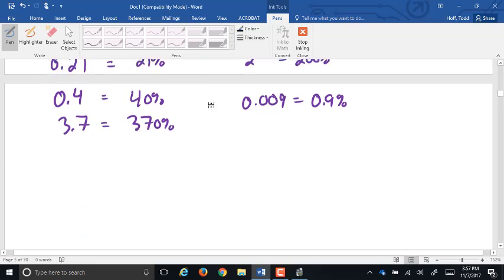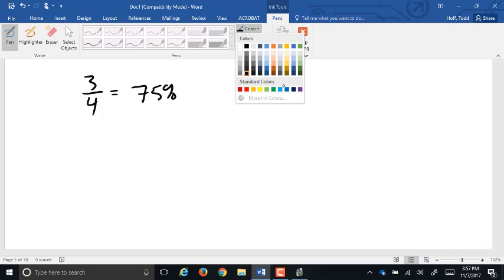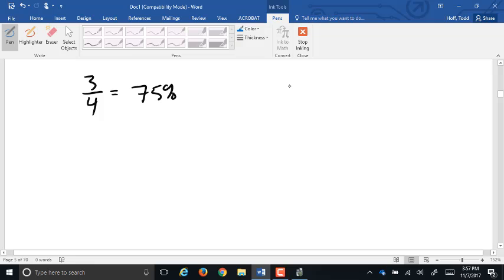The last step is to convert a fraction back into a percent. Now we're going to start off with one that many of you will know. 3/4 is what as a percent? 75%. Good. Most of us knew that. If you didn't know that, how could you have figured it out? Well, there's a couple of ways.